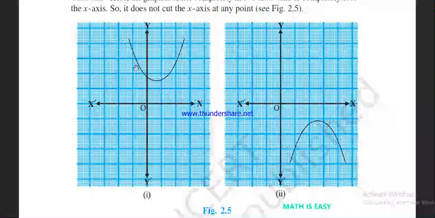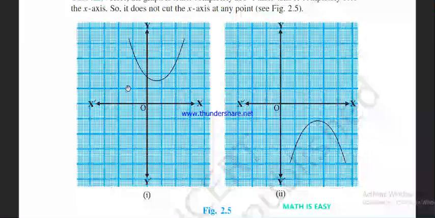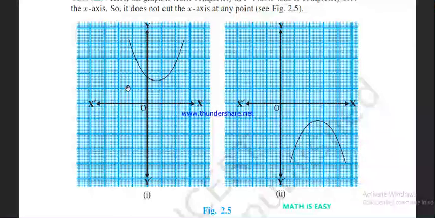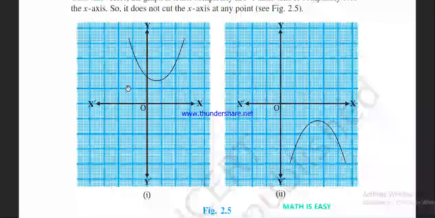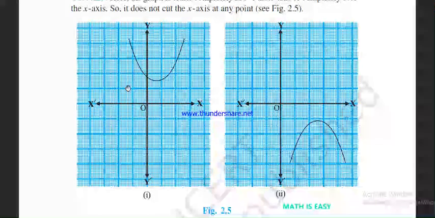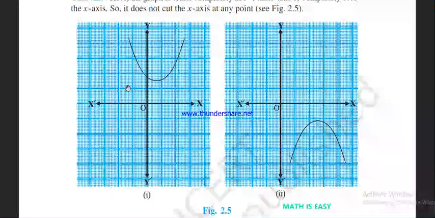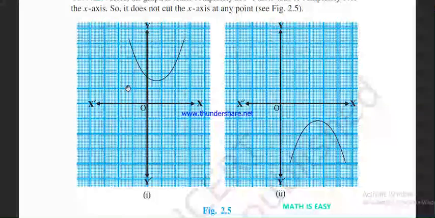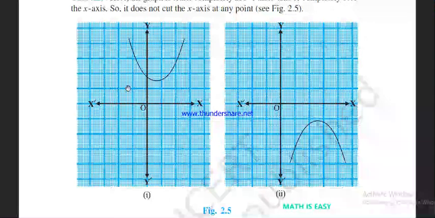So, okay. When the graph is not touching the x-axis at any point, we say there is no real solution. I will not say there is no solution. I say there is no real solution. That means there is no real number which satisfies the given equation. Is that clear? Okay, so three cases: one, two distinct values of x; two, equal values of x; and three, there is no value of x.